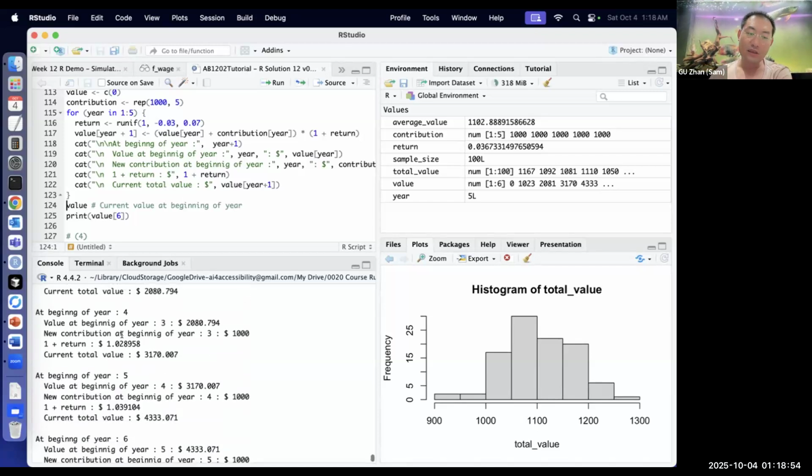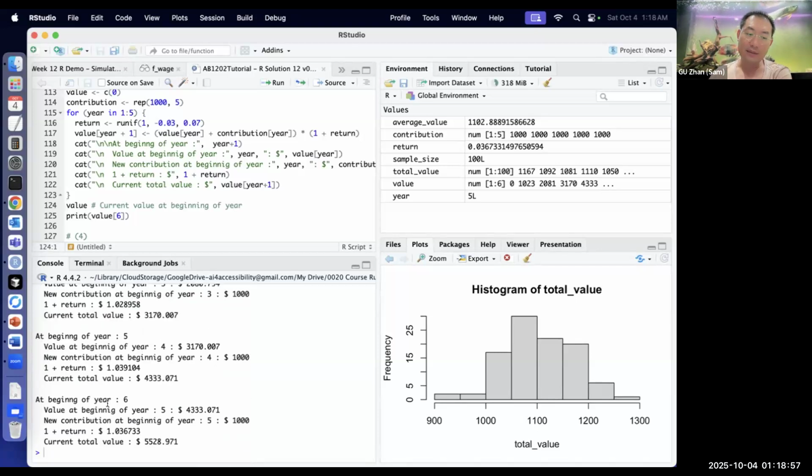Then you continue to do this for year 4, year 5, and the beginning of year 6. The value at the beginning of year 5 is this amount, plus this year's new contribution of 1,000. So you have 5,333 at the beginning of year 5. Then at the beginning of year 6, 1 year has passed, you have an additional 3% profit. Then use the 5,333 times this return, and you will get 5,528 at the beginning of year 6.